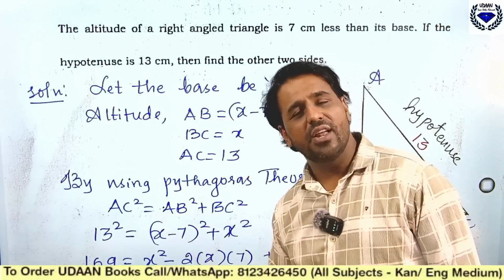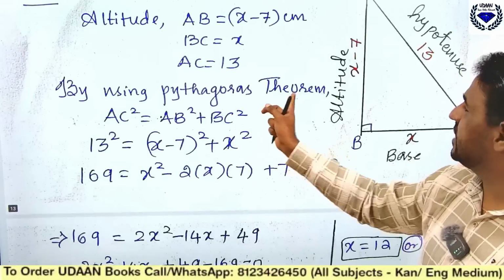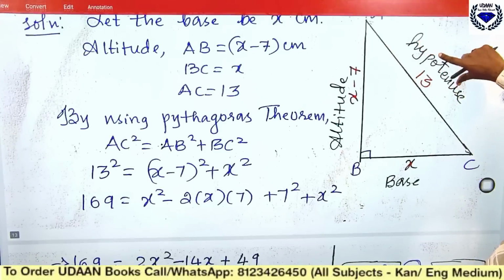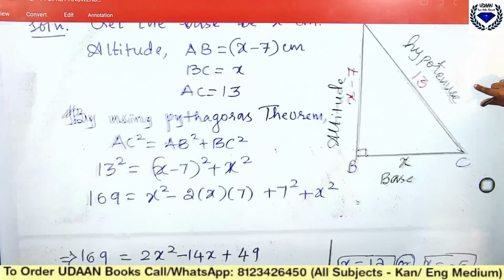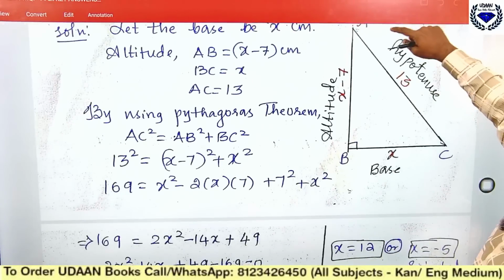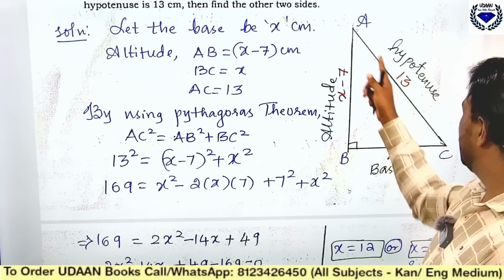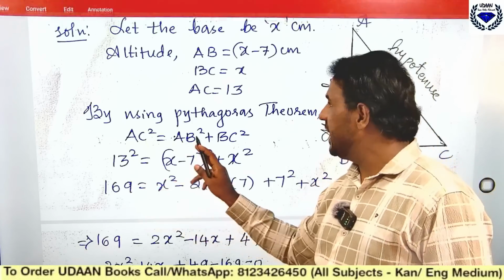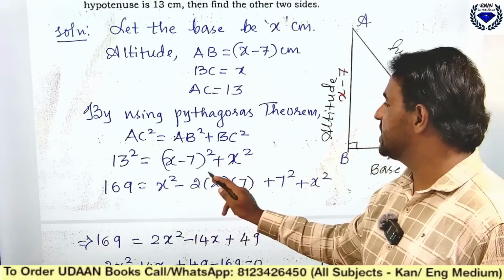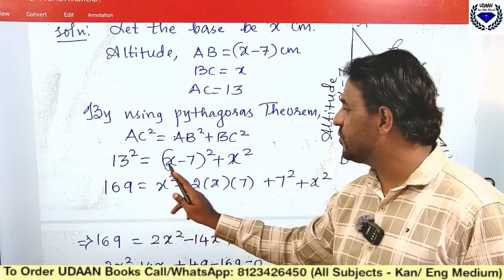Hypotenuse is 13, the longest side of the triangle. Then by using Pythagoras, AC square. Hypotenuse is AC. Therefore, AC square equals AB square plus BC square. AC is 13 square. Then AB is x minus 7 the whole square. BC is x square. Then 13 square is 169.